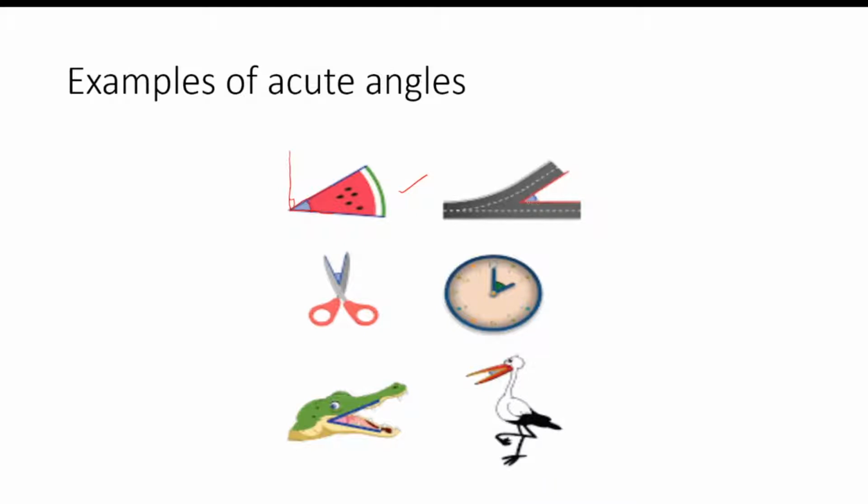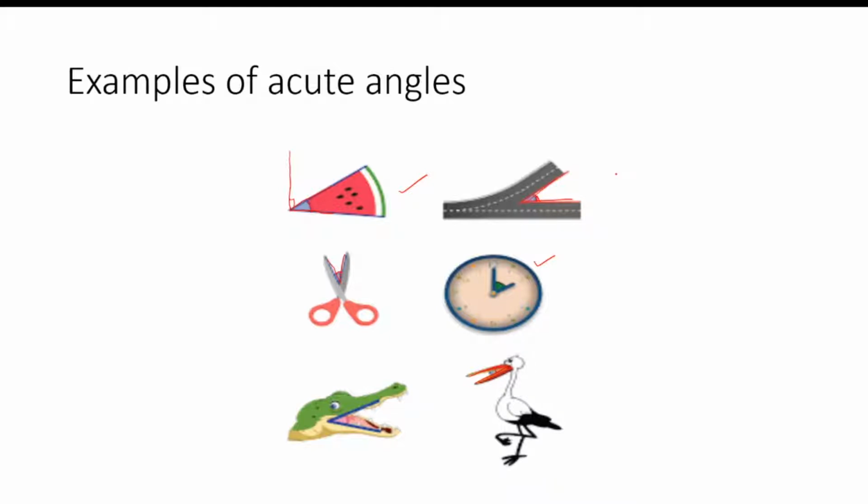Here again, if you see this road, you will find here an angle, and this is your acute angle. Here again, children, if you see this angle, this is an acute angle. Here in this clock, please look, your hour hand is at 2 and minute hand is at 12, and again it is making an acute angle. Acute angle means greater than 0 degree and less than 90 degree. Here you can see the beak of this bird, and again this is your acute angle.